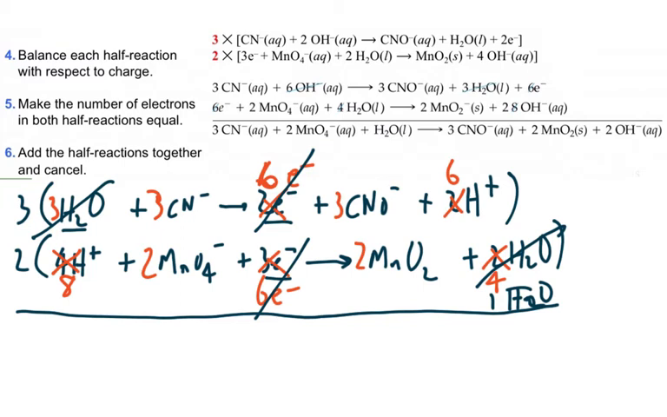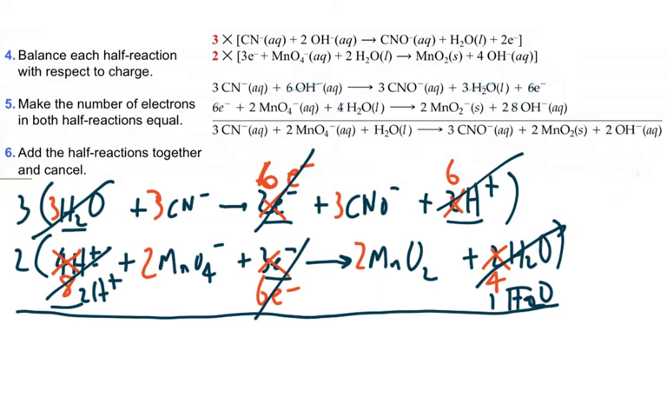Same thing's going to happen with the hydrogen ions. There are 8 over here and 6 over here. So these 6 are gone, and you're going to be left with 2 hydrogen ions. Now, as far as I could tell, there's nothing else here that cancels. So we're going to write down what remains.